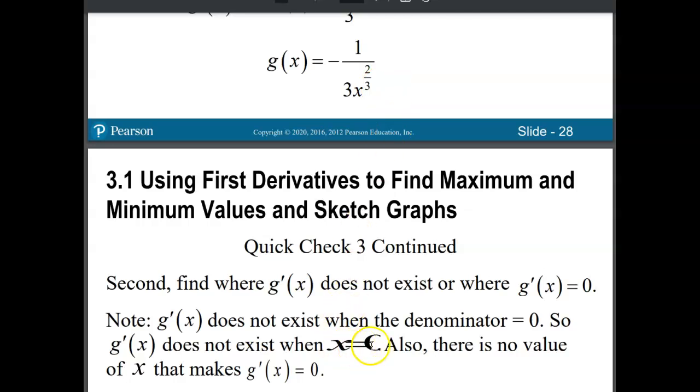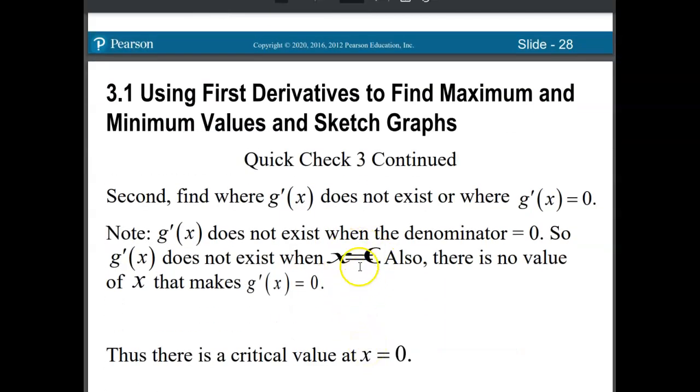I don't know what this is, just a kind of weird looking math type equation. Okay, so it says g prime does not exist. It should say x equals 0. I'm not sure why it looks so strange. Also, there's no value that makes the whole thing 0, right? So our only critical value is at 0.